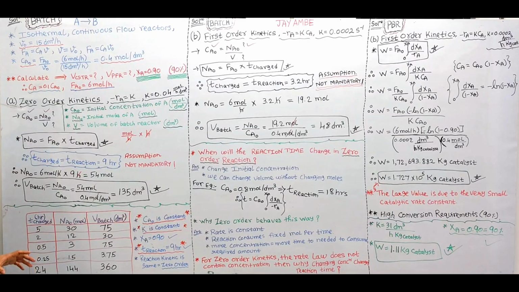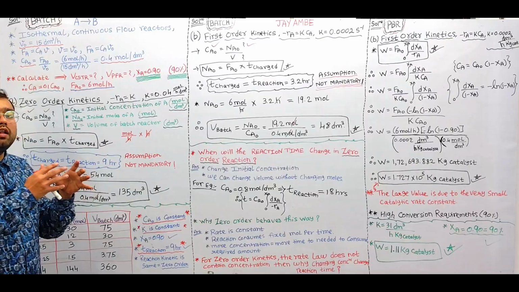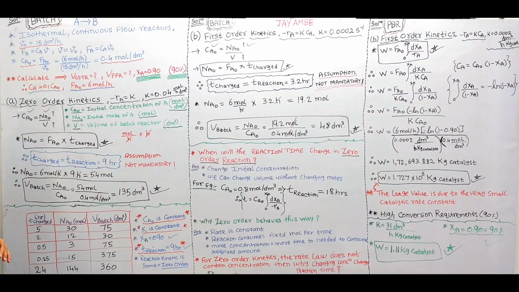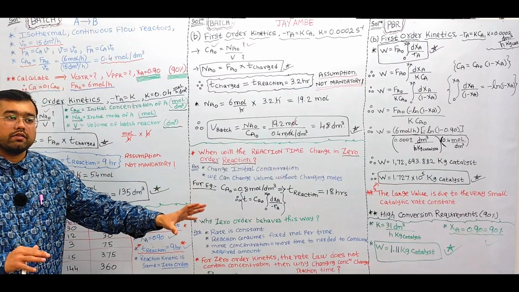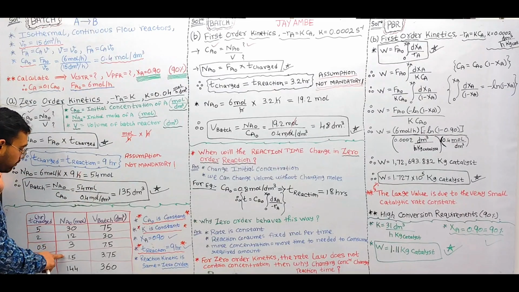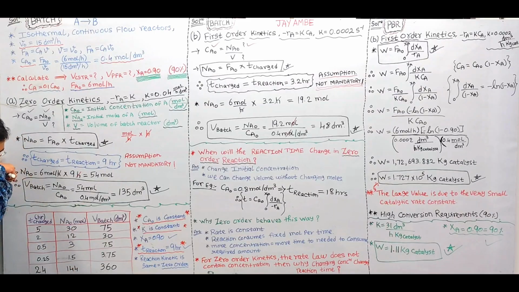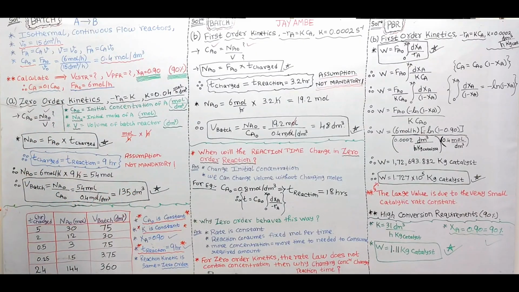Now again, if I decrease my charge time, which means I am feeding the reactants into the reactor more quickly, then by decreasing the charge time the number of moles entering the reaction environment will also decrease. Due to that, the number of moles gets decreased, and the volume of the batch reactor which is filled will also get decreased. I hope you have understood.